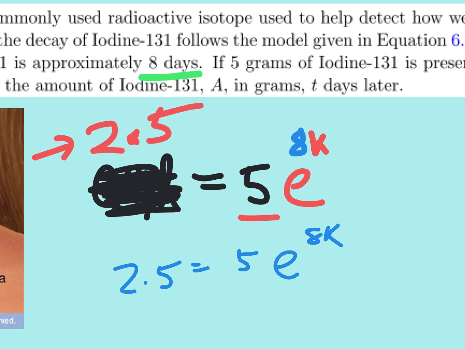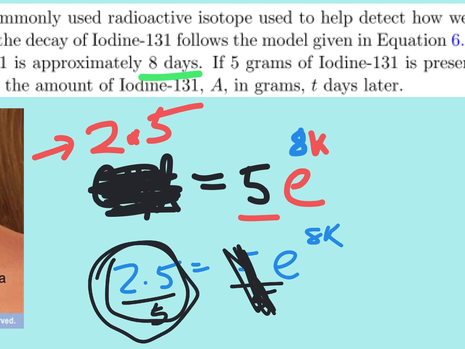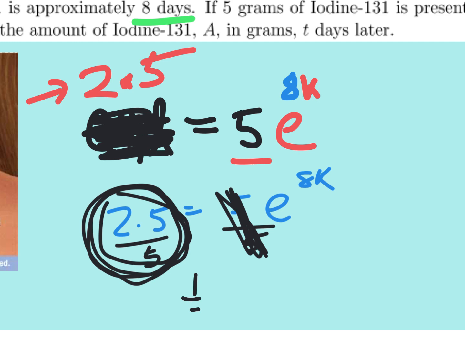Guess what's going to happen when we divide both sides by 5? It's going to become 2.5 over 5. It's a half. 1/2 equals e to the 8k.